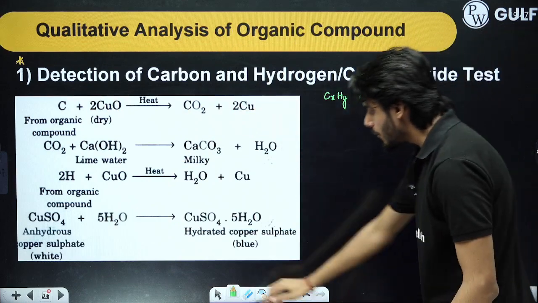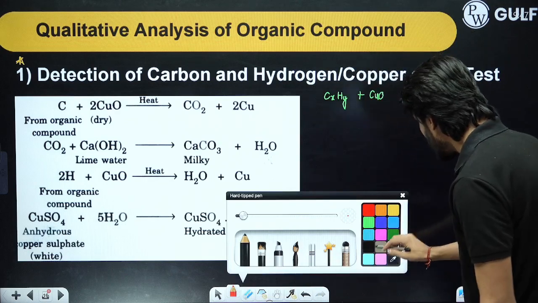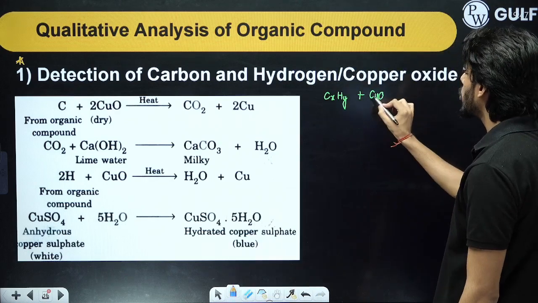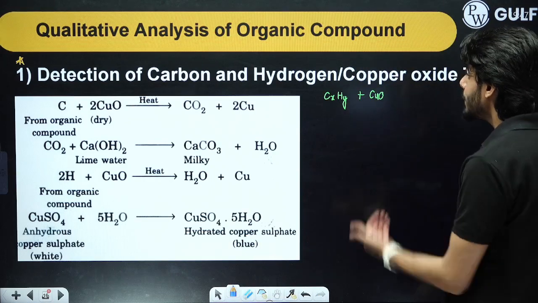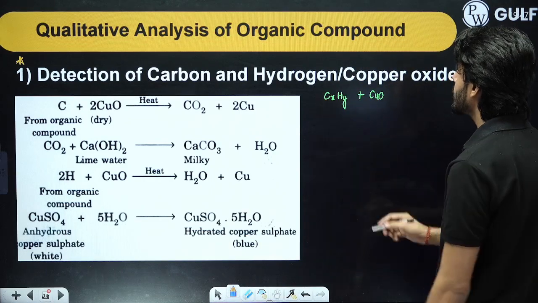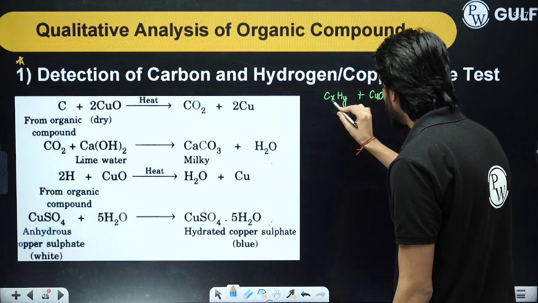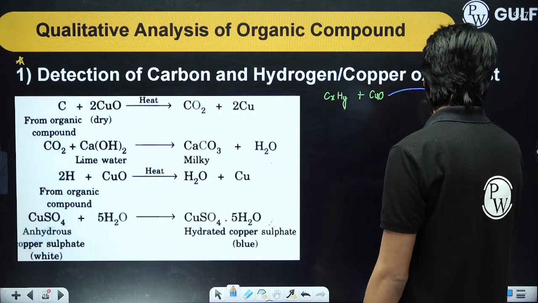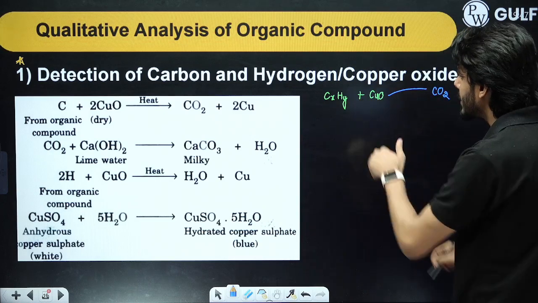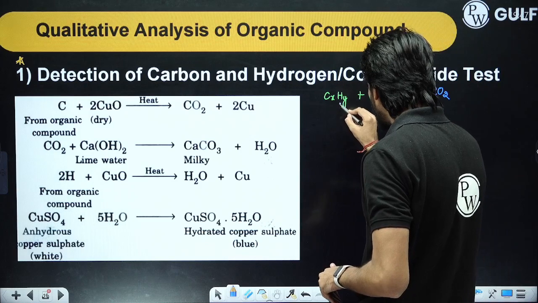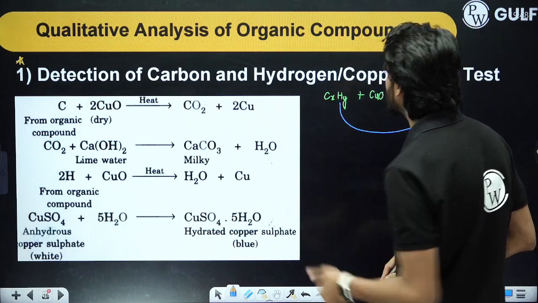Now we want to detect whether there is carbon here or not. If we add copper oxide into this compound, we don't know whether it is an organic compound or not. If it is, the carbon from this organic compound will definitely reduce the copper oxide and make carbon dioxide out of it. In the same manner, the hydrogen will also do the same and make H2O. If this is an organic compound, there is carbon and hydrogen in it.